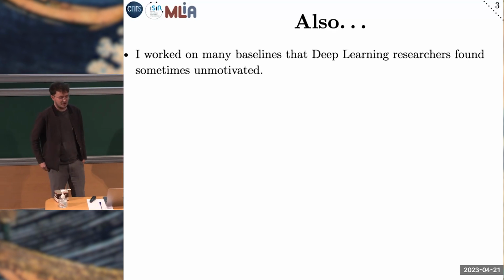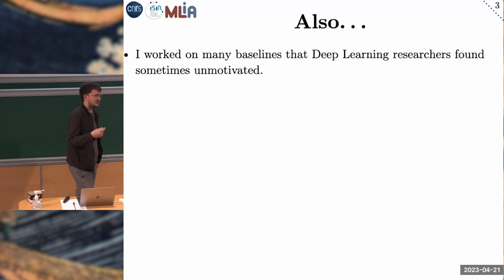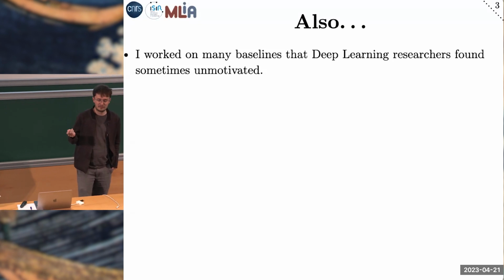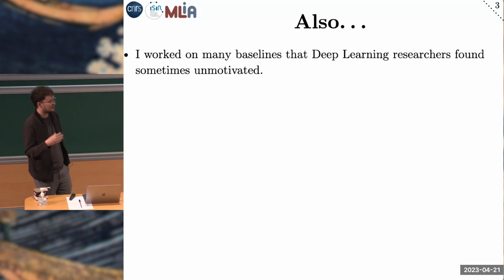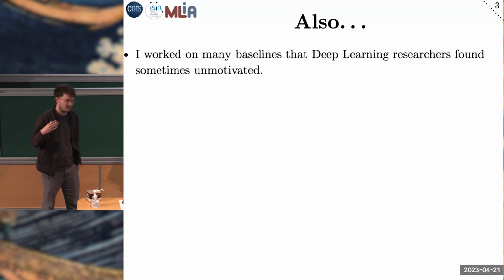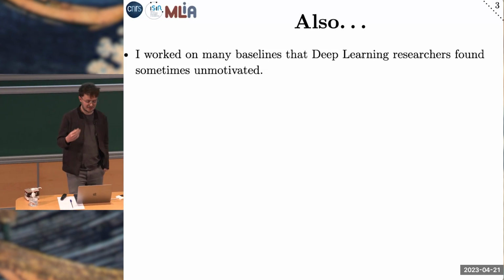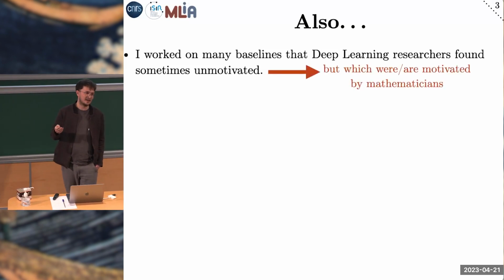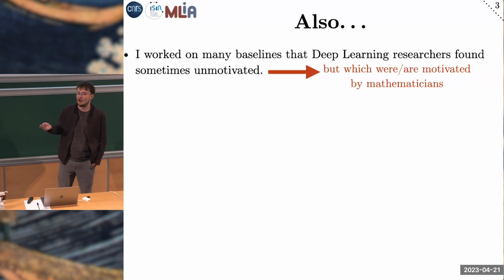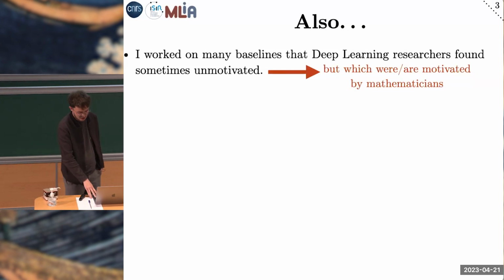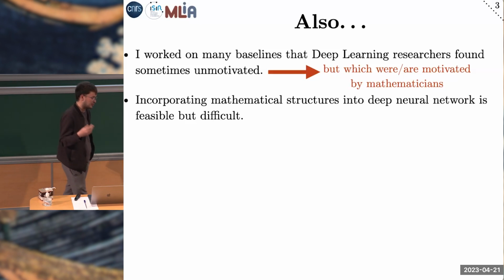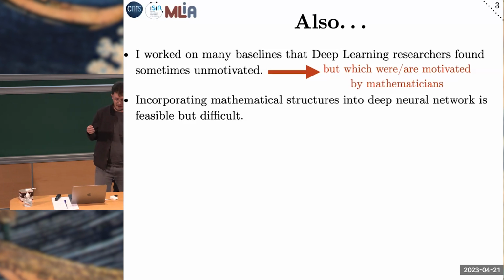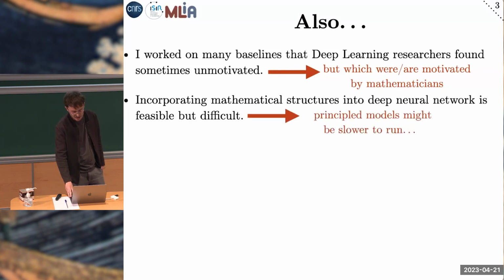So I worked on many baselines that researchers, in particular in deep learning, sometimes found a bit strange because, for example, we are trying to solve deep learning tasks by involving a limited amount of learning and this kind of elements. But what I really did appreciate is that all those baselines were really motivated by mathematical arguments. At the same time, incorporating mathematical structures in deep neural networks was a task that was quite difficult, even if I hope we put some structures in them.